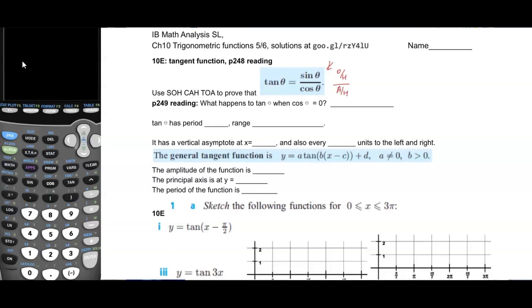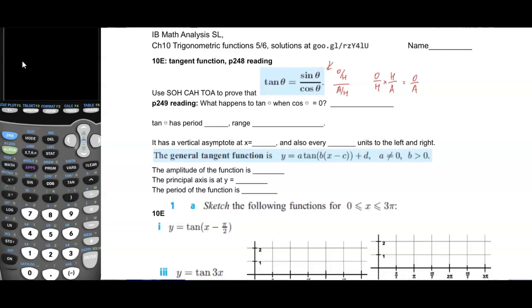So if I divide these two, do you see that the hypotenuses would cancel out? Let's just have a reminder of fraction math. If you divide by a fraction, you multiply it by its inverse, or its reciprocal. So then the h's would cancel out and you would get opposite over adjacent, which is tangent, right? So tangent could be opposite over adjacent, or it could be sine over cosine.